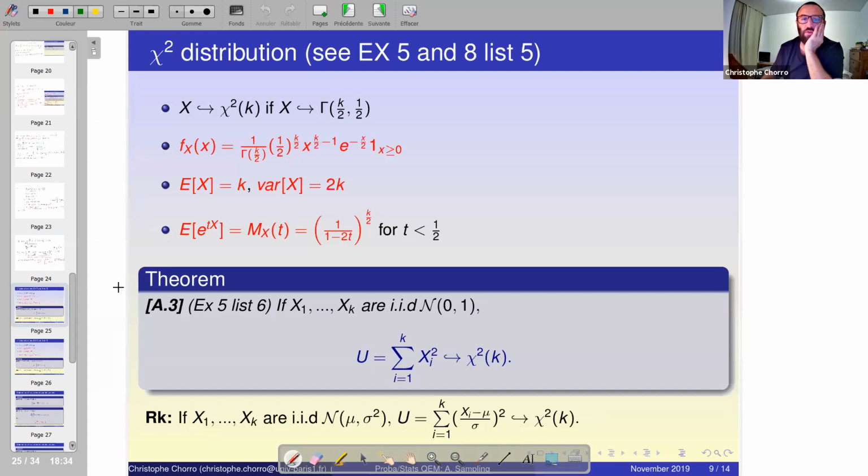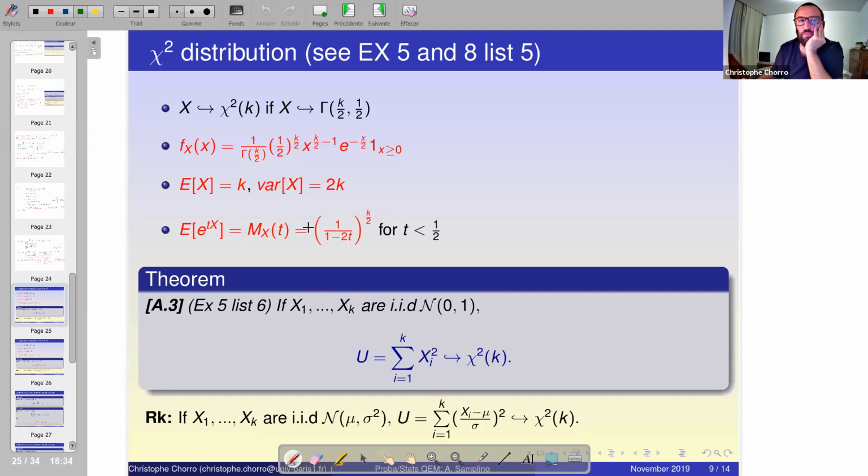Okay, so in this slide, I will go quickly because you know this, we have already done it together. I remind the definition of the chi-square distribution of parameter k. I have defined it as a gamma distribution with parameters k over 2, 1 over 2. So you have this density function, okay? We have computed together the expectation and the variance of a gamma. So you have the expectation and the variance of a chi-square of parameter k. We have computed together the moment generating function of a gamma. So you have the moment generating function of the chi-square.